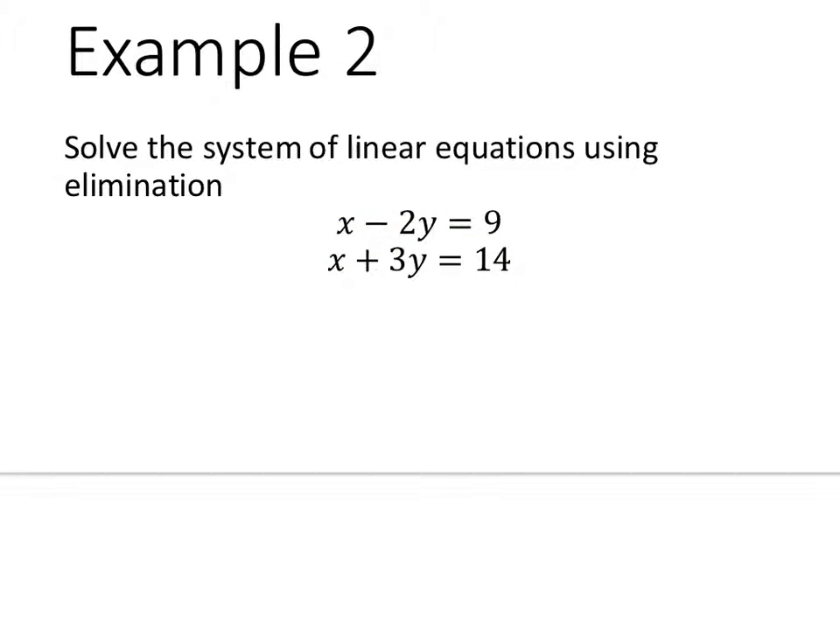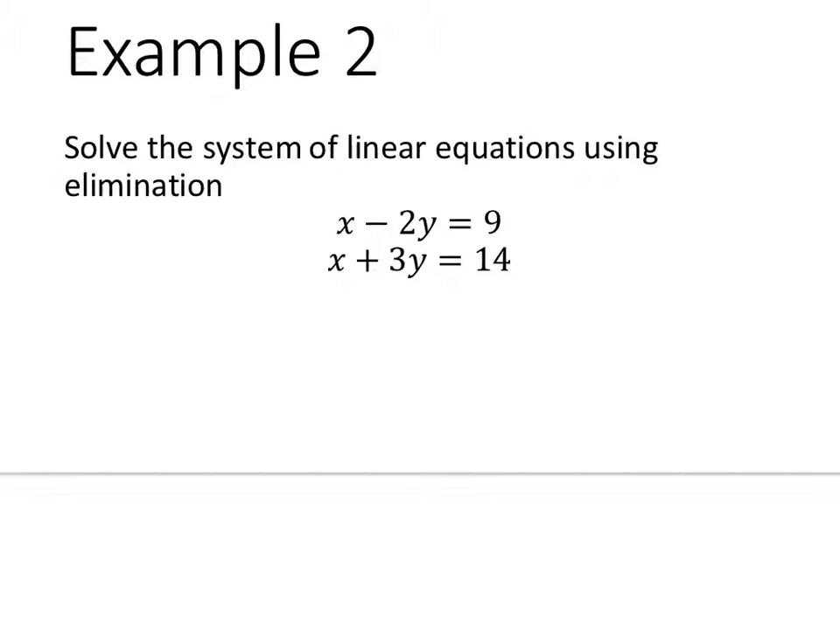Example 2, it's asking me to do the exact same thing. I'm going to solve the system of linear equations using elimination. Again, it's just another set of directions that mean the exact same thing. So this time again, I'm going to look through and see if either of my variables will cancel itself out as written. Positive x and positive x will give me a positive 2x, so that won't cancel. A negative 2y and a positive 3y, that would give me 1y. So again, that doesn't completely cancel out to a coefficient of 0.